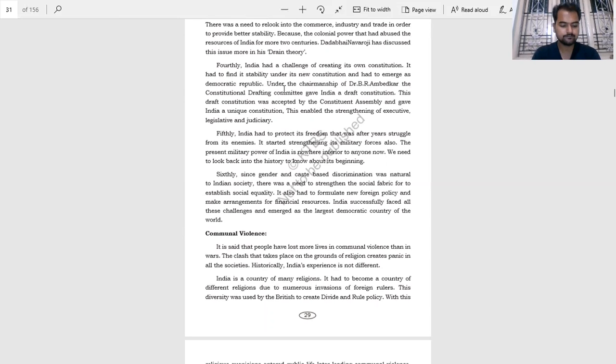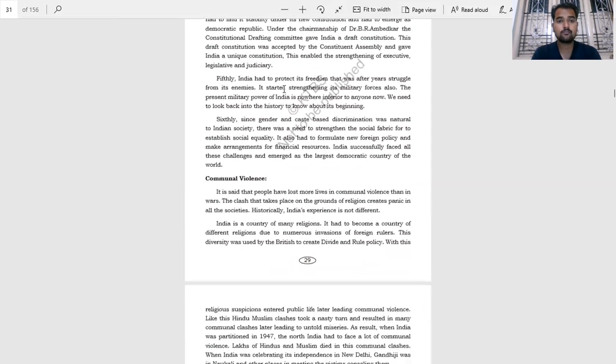The next challenge, the fifth challenge which we faced just after the independence of India, is the protection of the country. We faced security issues from Pakistan. We faced security problems from China. Just after the freedom of our nation, we had to fight wars with Pakistan. We had to fight a war with China.